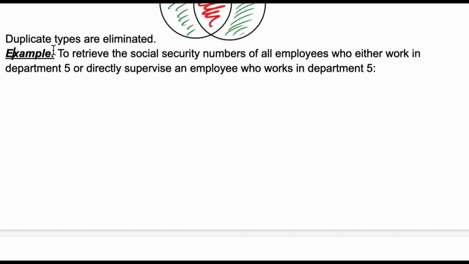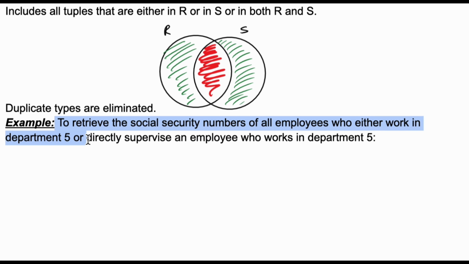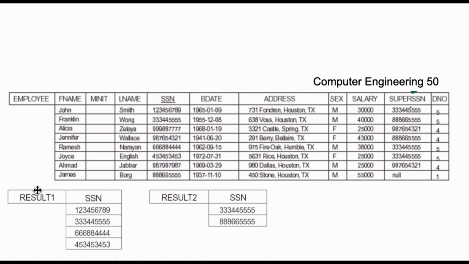So we know that we're going to retrieve the social security numbers of all employees who at least work in Department 5. Inside of our result 1 for our SSN, we would get everyone that works in Department 5. Like this first person, the second person, the fifth, and the sixth person all work in Department 5. And so we're getting those social security numbers there.